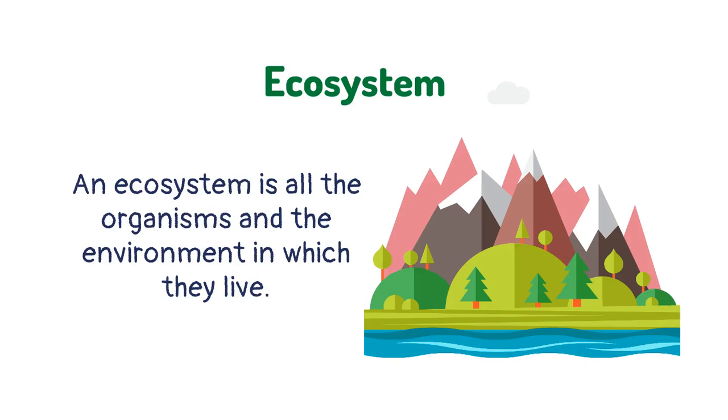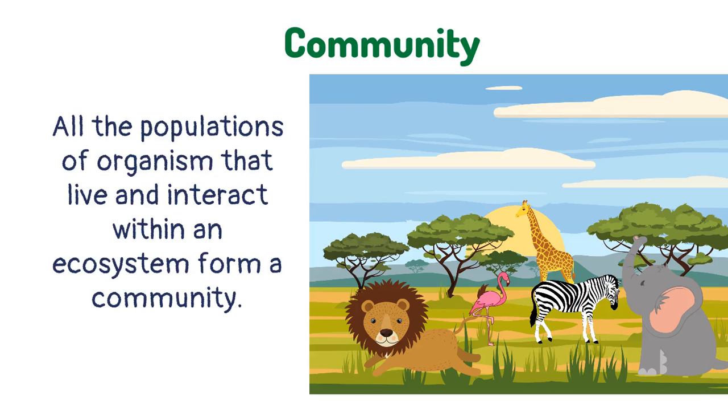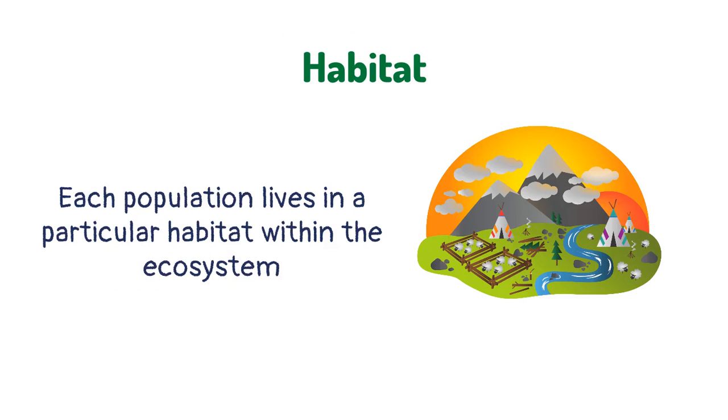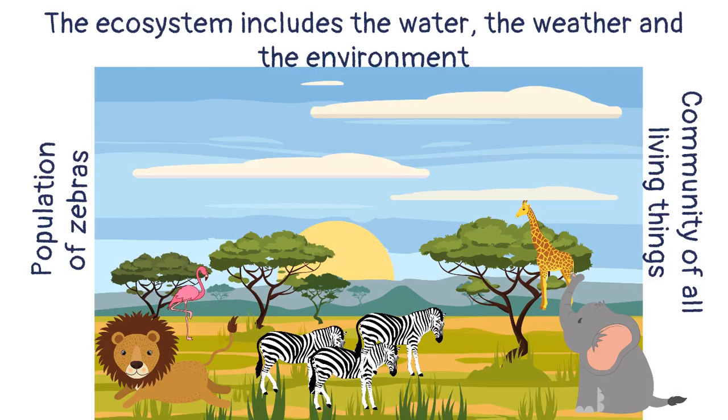An ecosystem is all the organisms and the environment in which they live. Groups of the same species of animals form populations within the ecosystems. All the populations of organisms that live and interact within an ecosystem form a community. Each population lives in a particular habitat within the ecosystem. The animals and plants within an ecosystem all rely on each other for resources. They are all interdependent. This diagram shows the difference between a population, a community and an ecosystem.